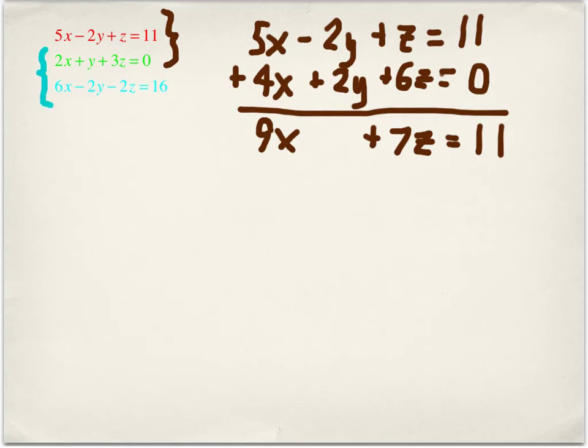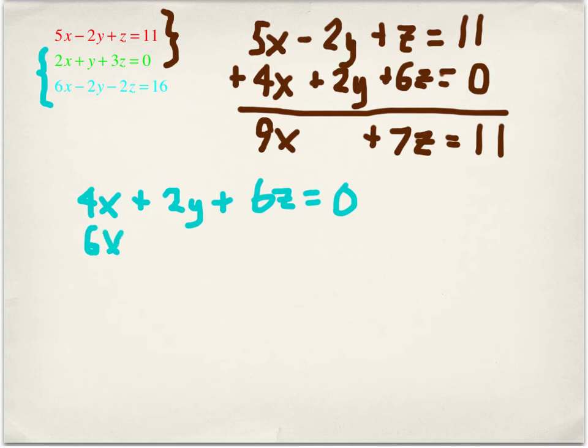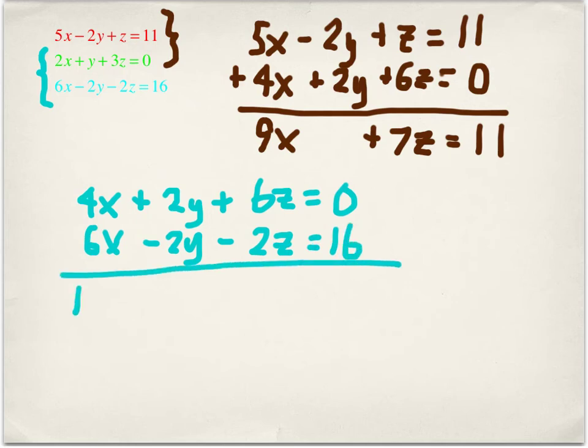I'm going to do the same thing, try to eliminate the y's. And again, as you see, I'm probably going to have to multiply that top one, the green one here, by 2 once again. So now I'm going to have the same thing I had before, 4x plus 2y plus 6z equals 0. The bottom one I'm going to keep the same, 6x minus 2y minus 2z equals 16. I'm going to add all these up once again. I'm going to get 10x, again the y's cancel, plus 4z equaling 16.